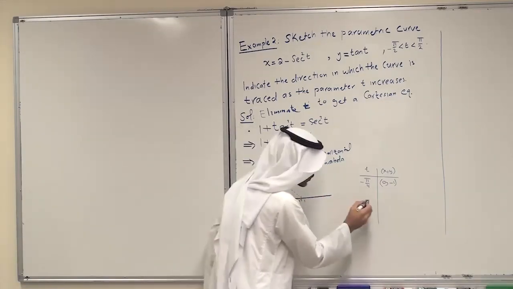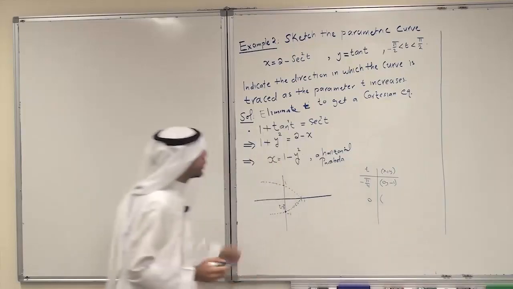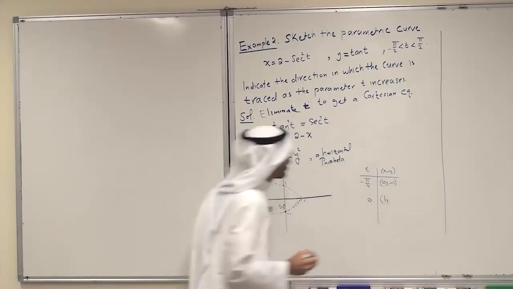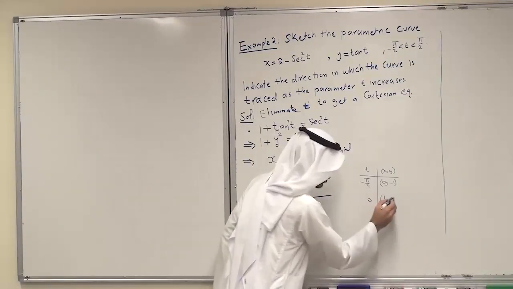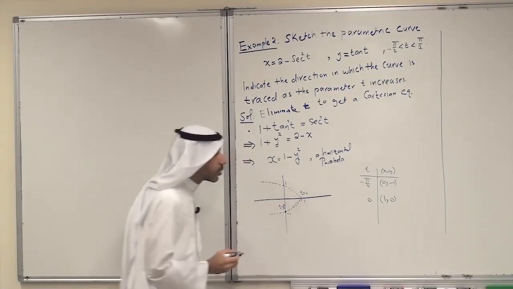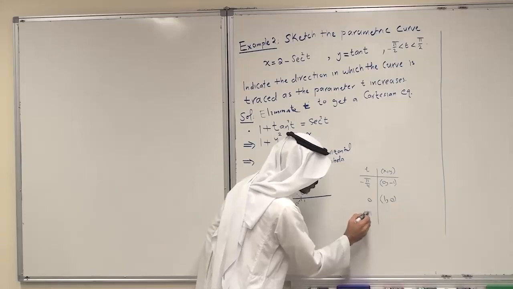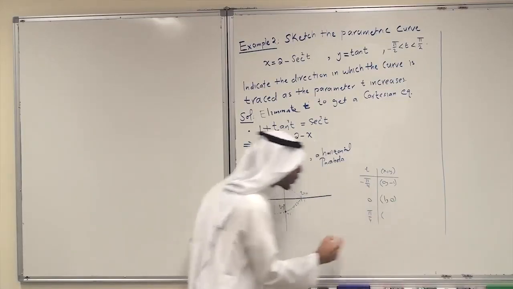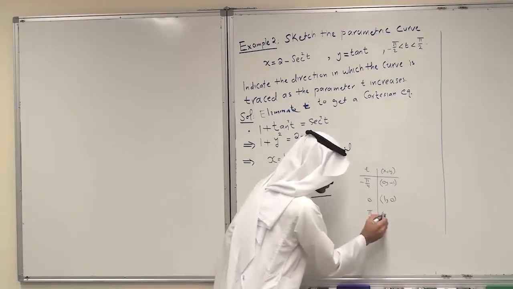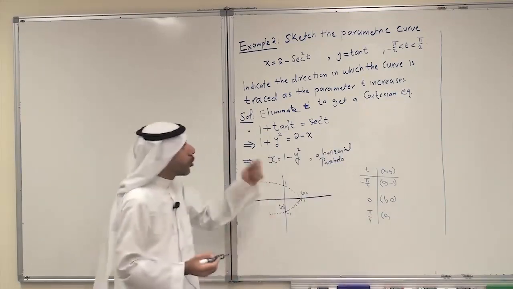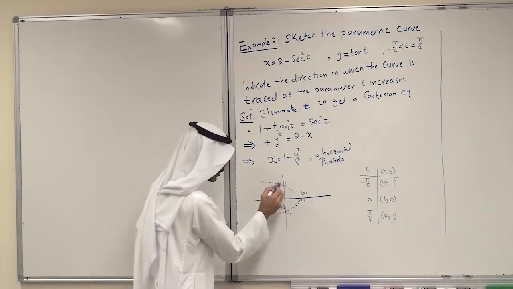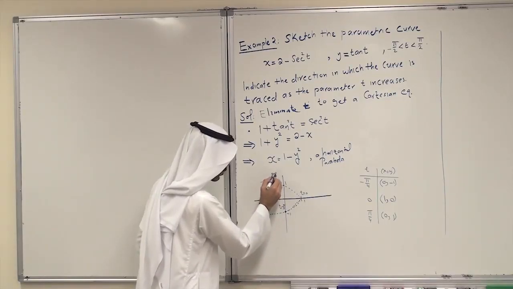If I take t equal to 0, the corresponding secant 0 is 1, 2 minus 1 is 1, and tan 0 is 0. So I get the point 1 and 0, which is this point. So this is t equal to 0. If I take t equals pi over 4, the corresponding secant is root 2, squared is 2, this becomes 0, and tan pi over 4 is 1. So I am at the point 0 and 1, which is this one. So this is t equals pi over 4.